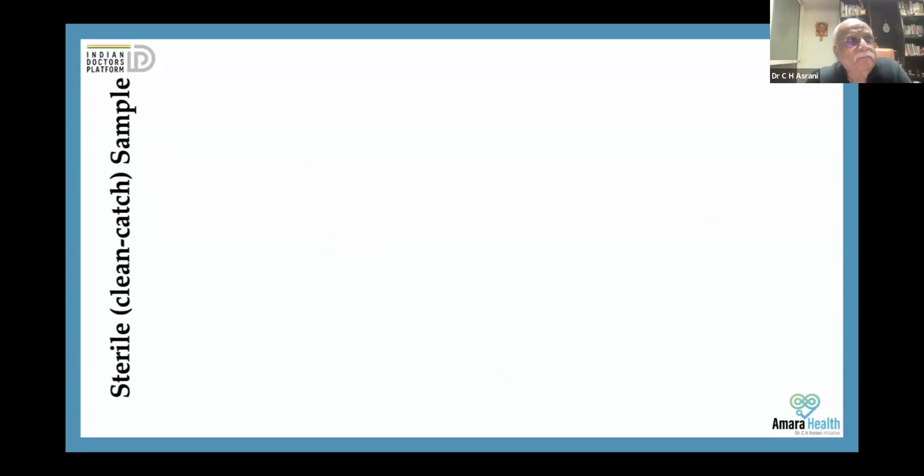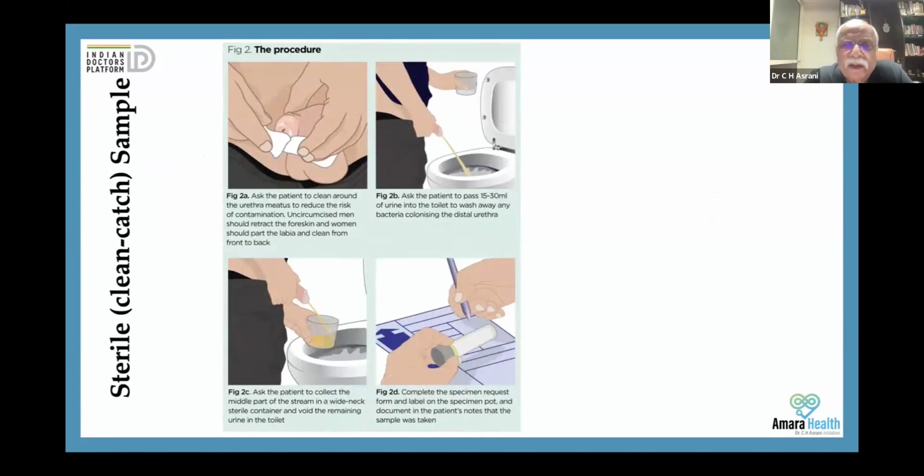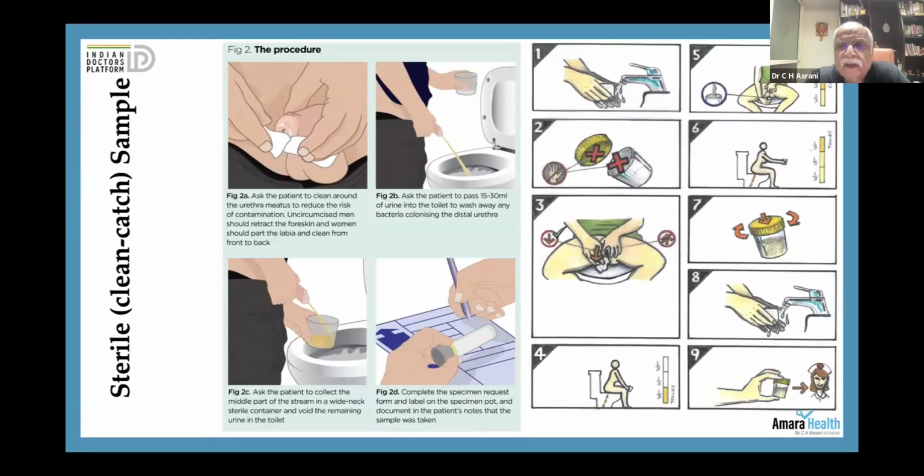Coming to sterile sample, how do you explain to the patient? Male patient, retract the prepuce, clean the outer urethral meatus, and collect midstream sample in a bottle. For females, there are 2 ways. Wash hands. If the female is not obese, if she can sit on a commode like this and then collect in a container, holding the container in front of her introitus, again midstream sample, that's the sterile sample.